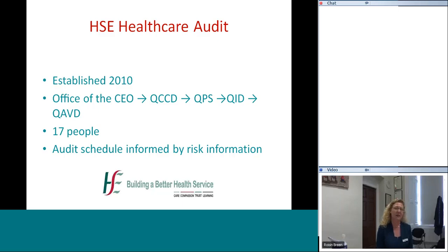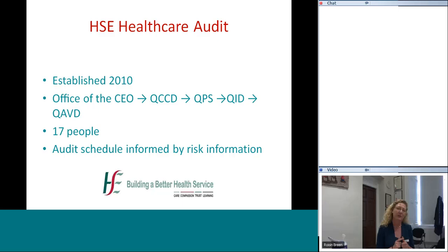We have 17 people and we're recruiting. And our audit schedule is informed by risk information. And I'm going to come back to that an awful lot this afternoon because I'm going to be talking an awful lot about assurance because that's really our raison d'etre, to provide assurance that the organisation is complying with key standards that are important to help the organisation, the HSC, to achieve its objectives. And if it is going to do this, we need to be focusing on the key risks to achieving those objectives. So our audit schedule is informed by risk information from 5 different sources.